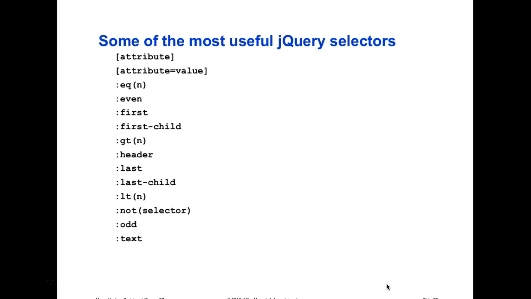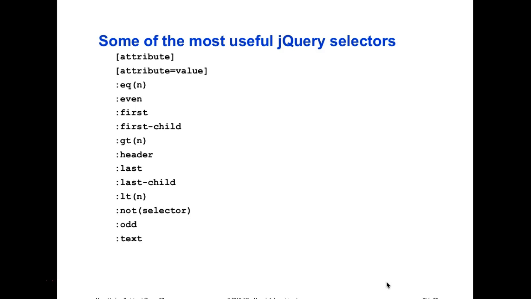We can access by attribute, or where attribute equals a value. So let's say we had an href, an anchor tag that equals some website, like let's say cnn.com. So if it said href equals cnn.com, then we could access that actual anchor tag that has that specific attribute. There's also the colon equals, which is EQ for a number. There's even, first child, greater than with a number. Headers, last child, less than with a number.